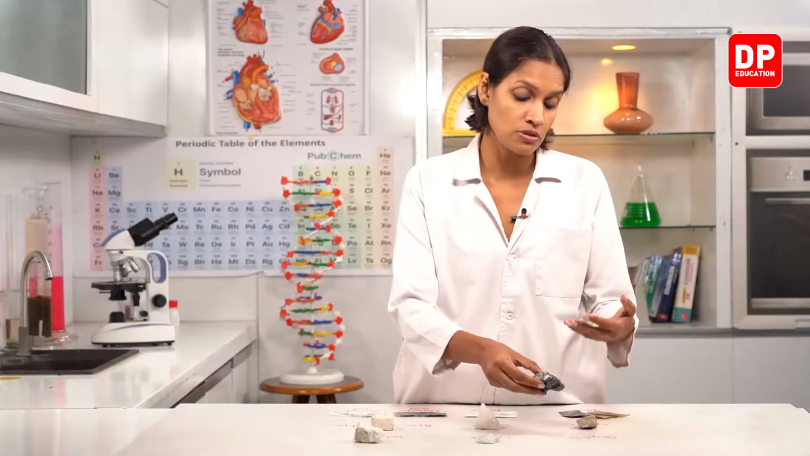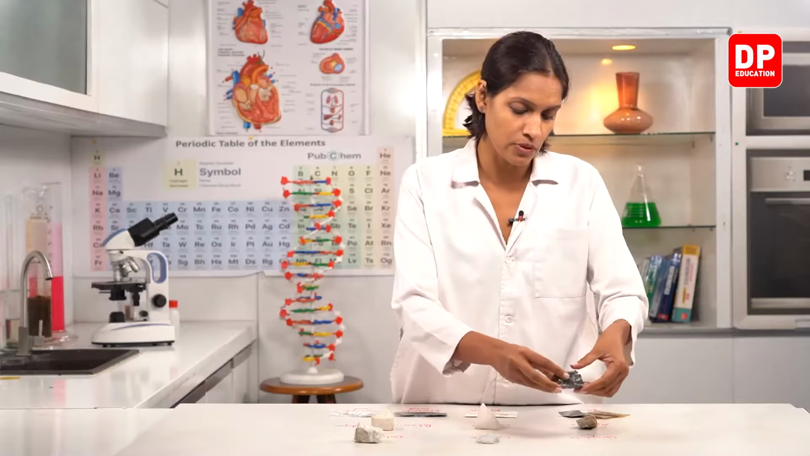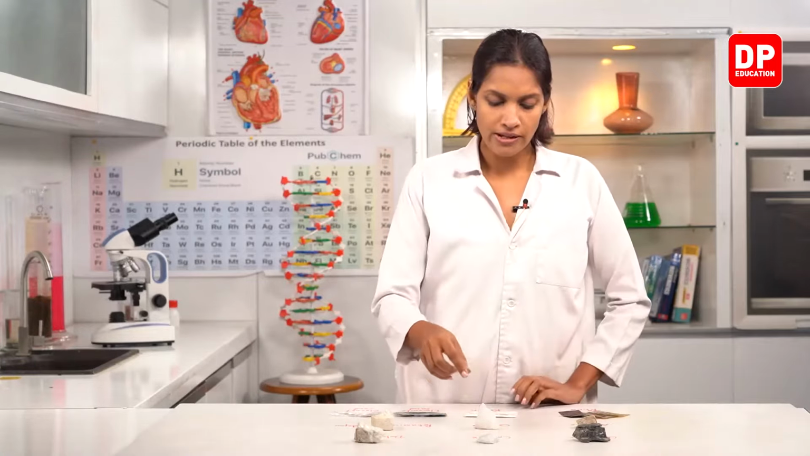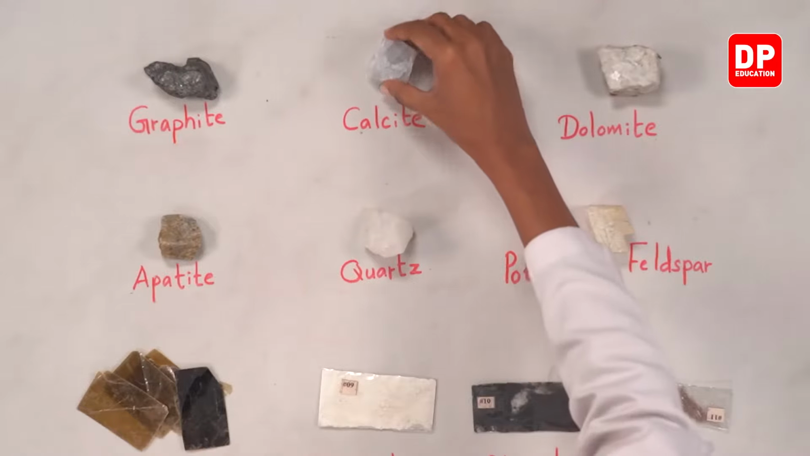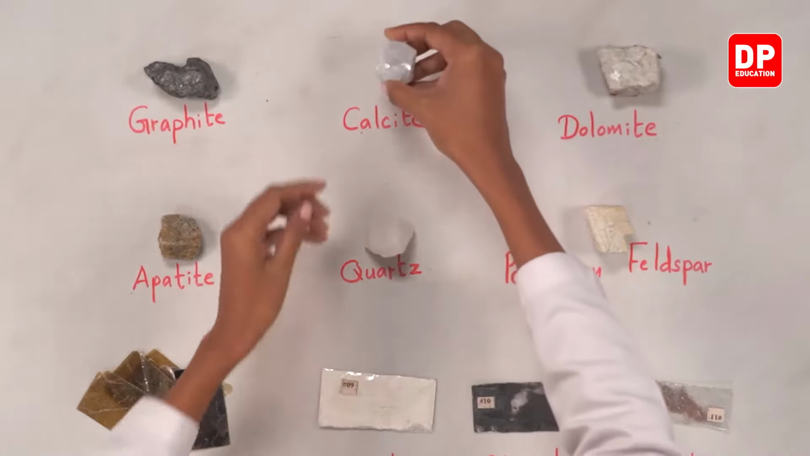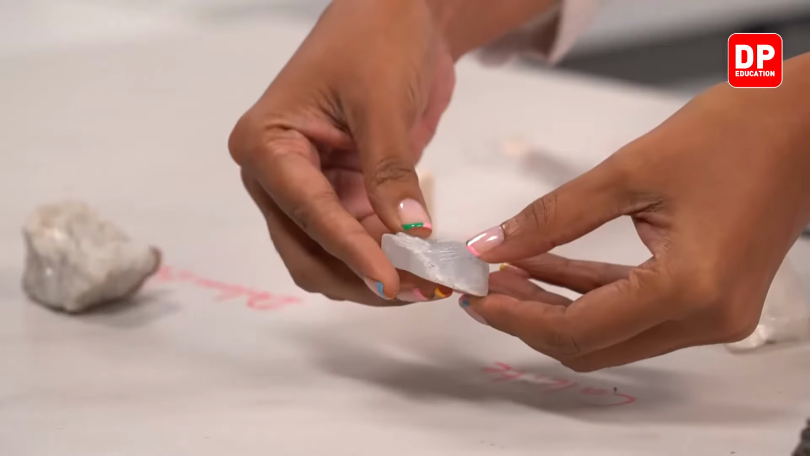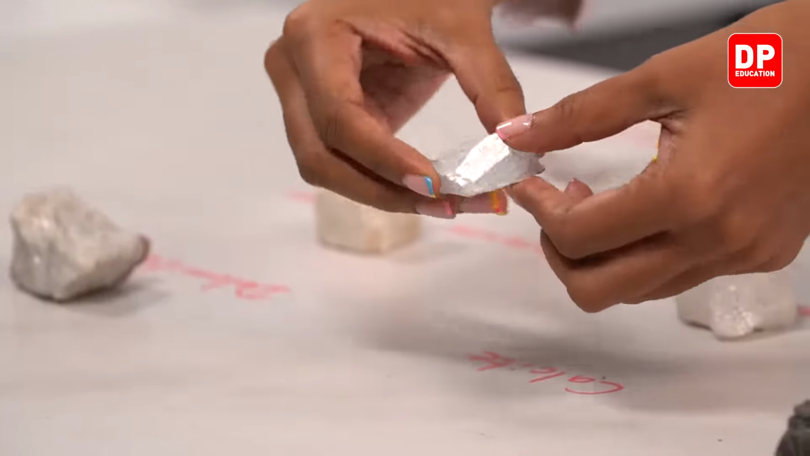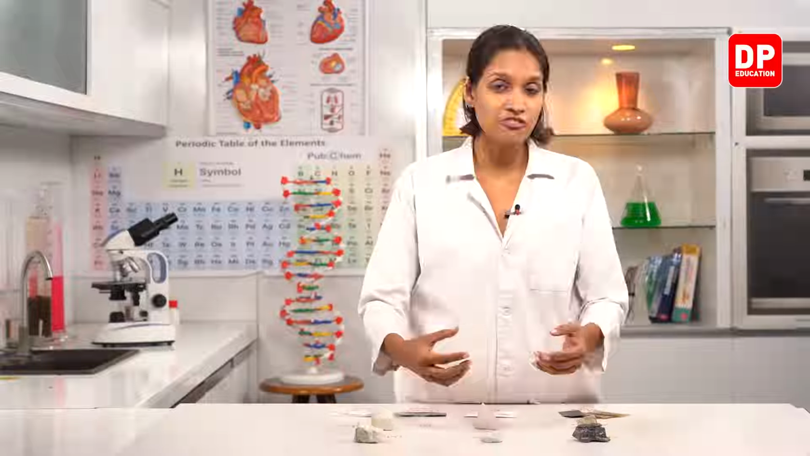Do you know why we use graphite? Graphite is used in pencil industry. Right. So look at this one. This is calcite. Look at the surface and look at the nature. It also has a white shiny surface. So calcite is used in making fertilizers.